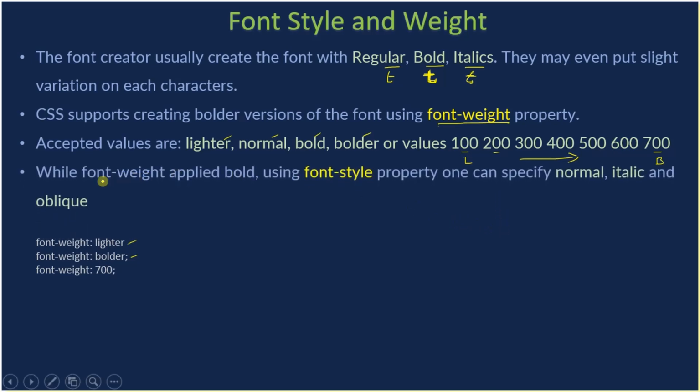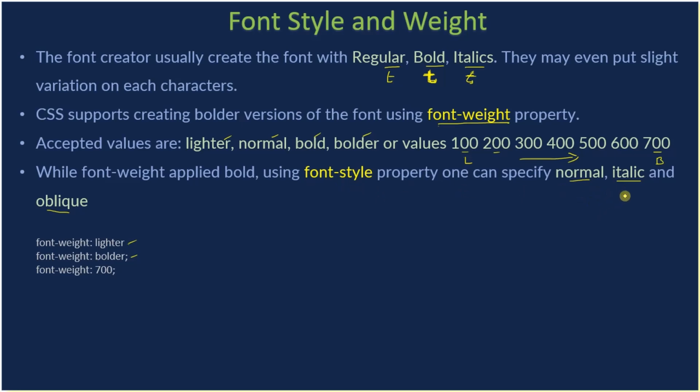Alright, while font weight applies bold to the text, using the font style property, one can specify normal or italic font style. And there is one more variation, oblique. So you can refer to the font creator document, or you can use Notepad to check what font variations are available. To apply normal font, you can use font style as normal, or if you want to make it italic, you can go for font style italic.